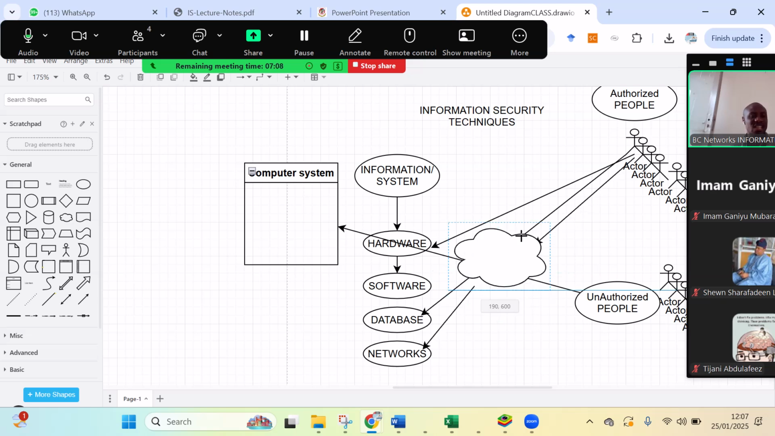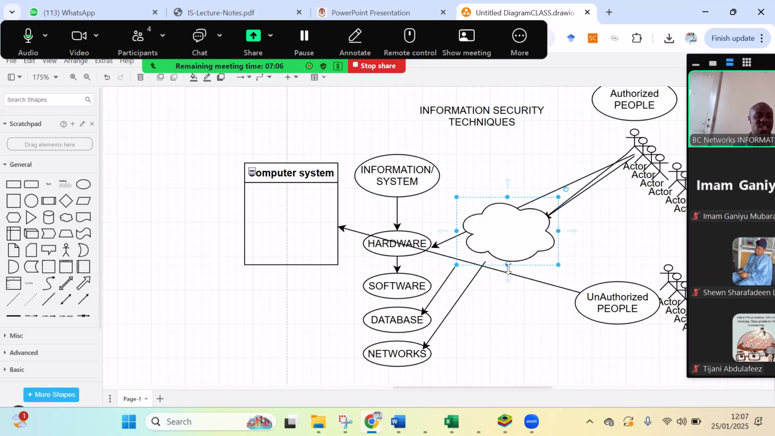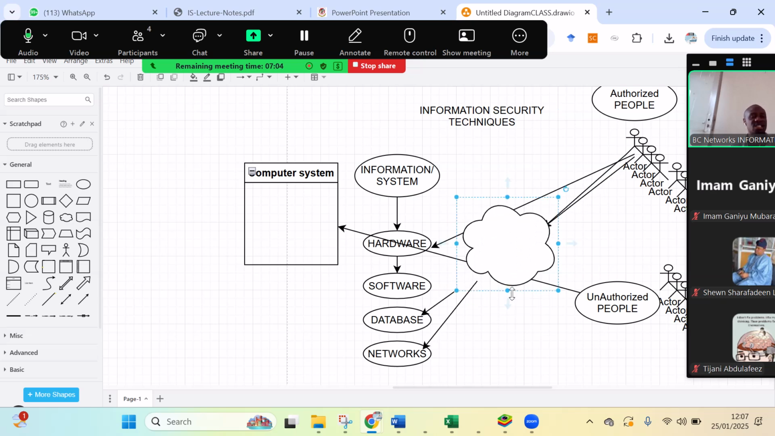For all these people to access the information system, there must be connectivity, and that is the network systems. Whether you are using a local area network or wide area network, there's always connectivity. And the presence of connectivity escalates some of these threats we have discussed in the previous classes. The presence of the internet escalates some of the threats, including phishing attacks, denial of service, ransomware attacks, and other forms of attack that could be launched on our information systems.